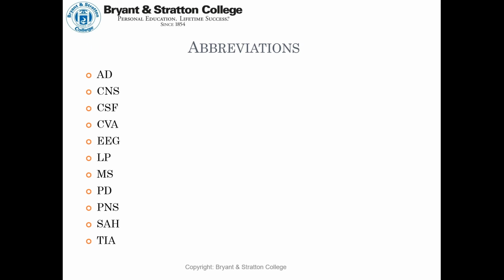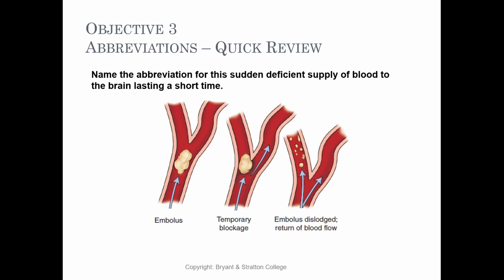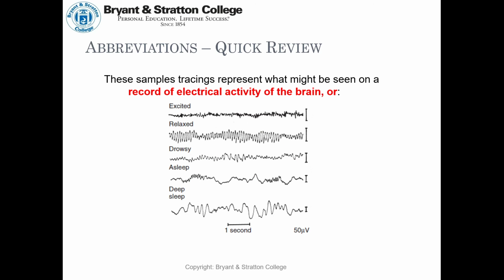So looking at abbreviations. So again, what does this show? This shows a temporary blockage. It's a TIA, transient ischemic attack. What is this? The recorded electrical activity of the brain. This is an EEG. And that is all for the nervous system.